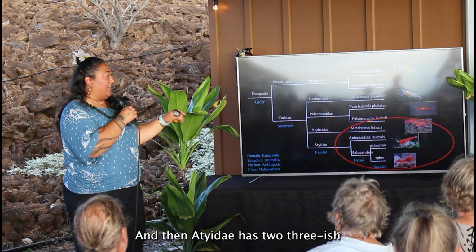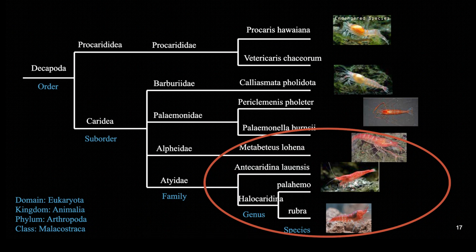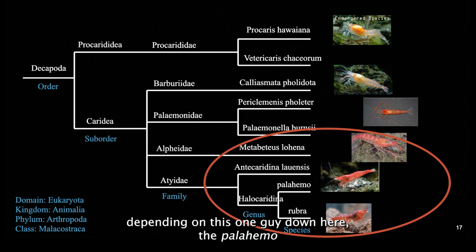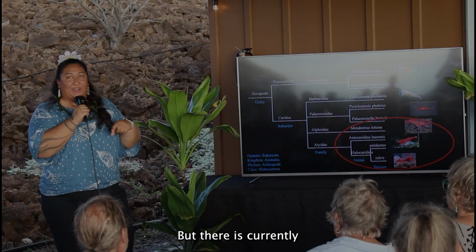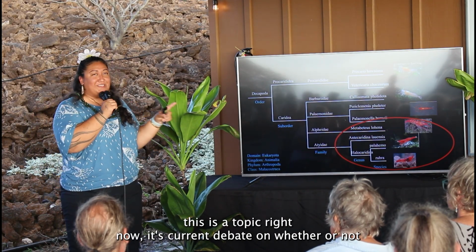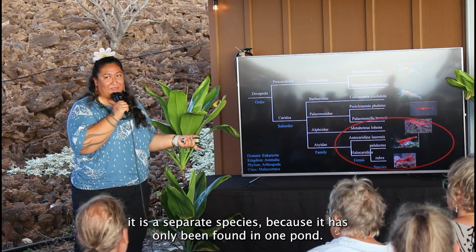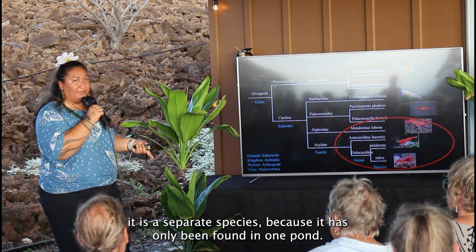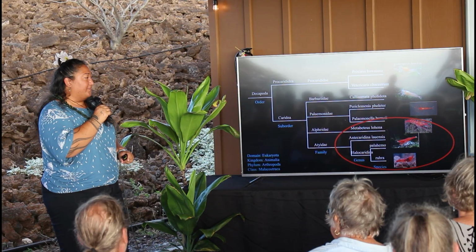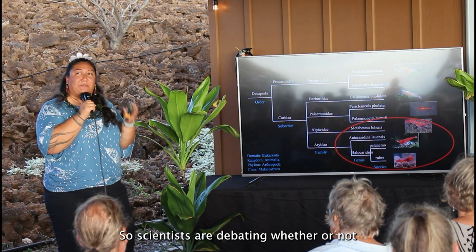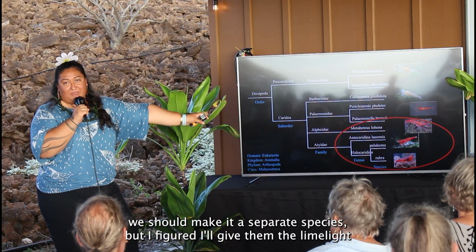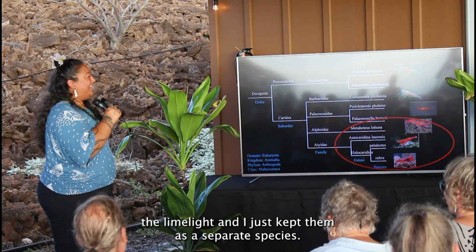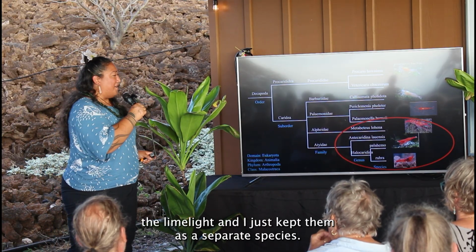And then Aetiidae has 2, 3-ish, depending on this one guy down here, the Polahemo. I don't have a photo of him, but this is a hot topic right now, a current debate on whether or not it is a separate species because it has only been found in 1 pond. So scientists are debating whether or not we should make it a separate species, but I figured I'll give him the limelight since I gave everybody else the limelight, and I just kept him as a separate species.